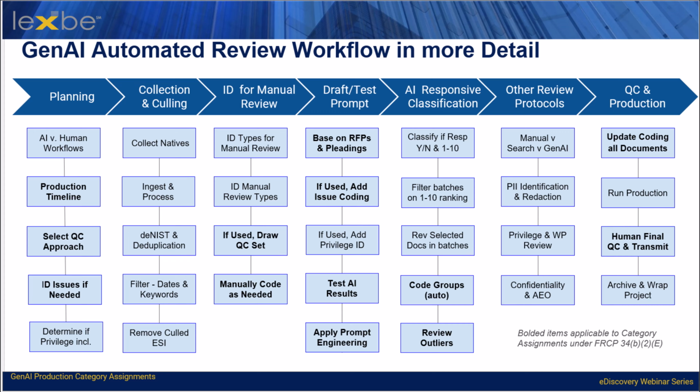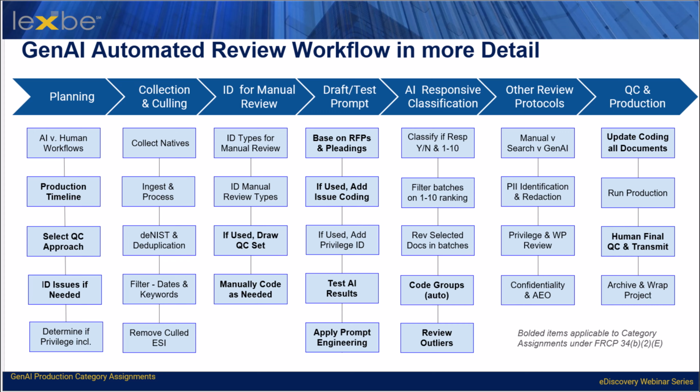The workflow then incorporates other review protocols as needed. This may include identification and redaction of PII, or personally identifiable information, privilege and work product review, and confidential and attorney's eyes only designations. GenAI can apply consistent coding across large document sets while human reviewers focus on reviewing selected documents in batches, resolving edge cases, and validating the AI output.